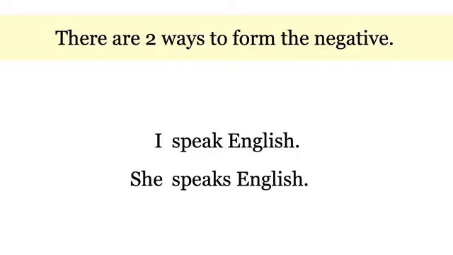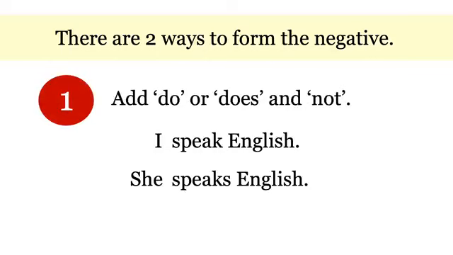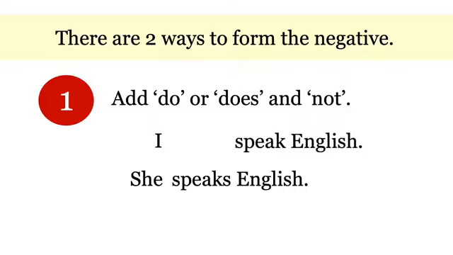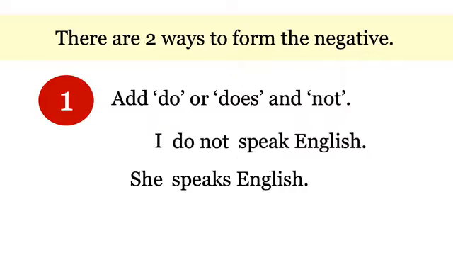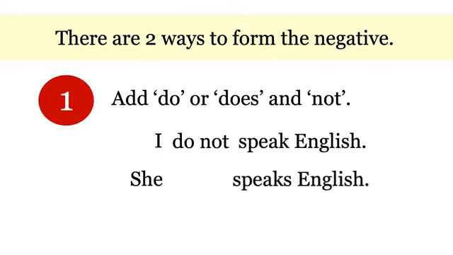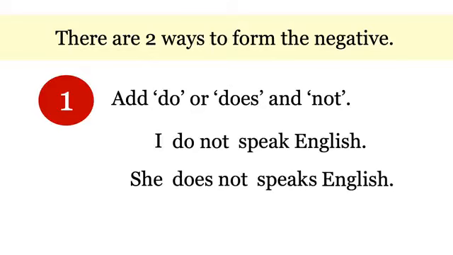Let's look at the two ways to form the negative. The first way, add do or does and not. So, I speak English. Remember, it goes between the subject and the verb, so I do not speak English. And she speaks English changes to she does not, but look, speaks, we've got double S, drop that S. She does not speak English.